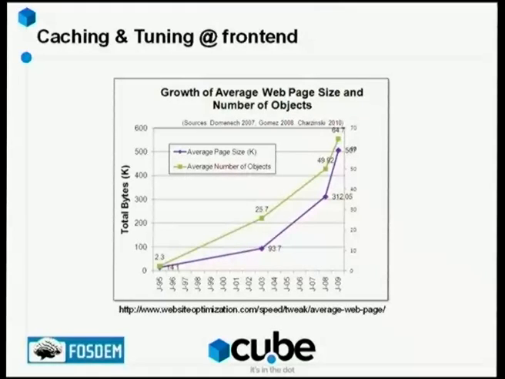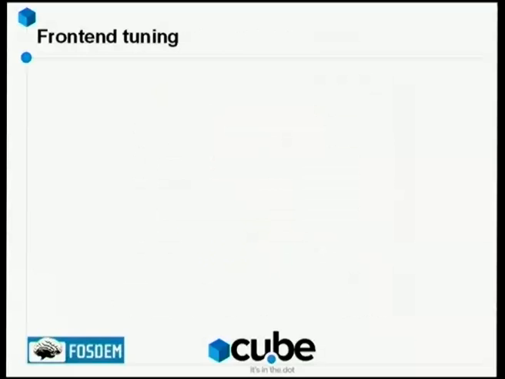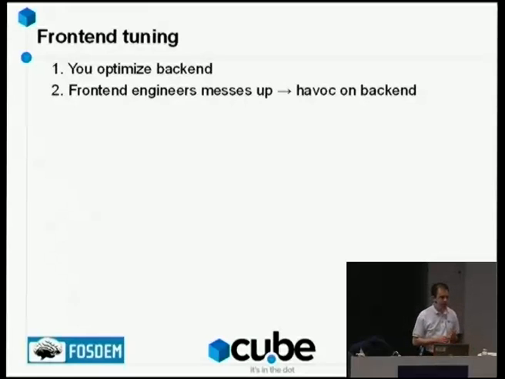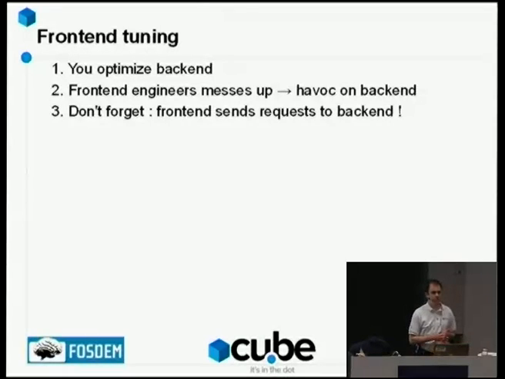Still, I want to talk about frontend very quickly, because this is a graph showing from 1995 to 2009 the number of objects on a page and the size of those objects. As you can see, that grows, which means you as a backend engineer might spend a lot of time optimizing it, and then your front-end engineer comes along and sends 15,000 AJAX requests per page, and your site goes down.